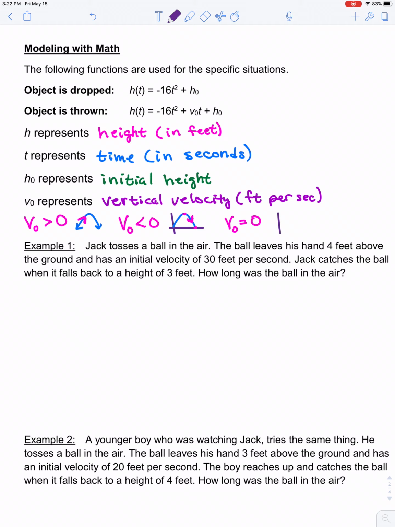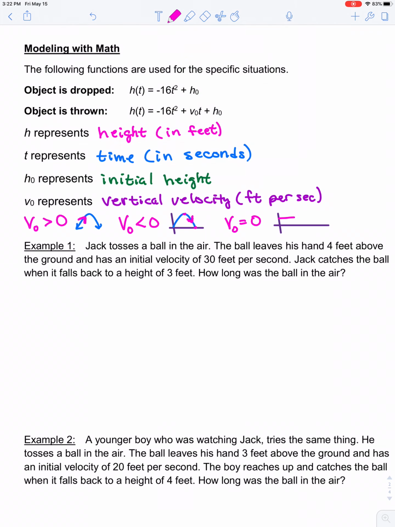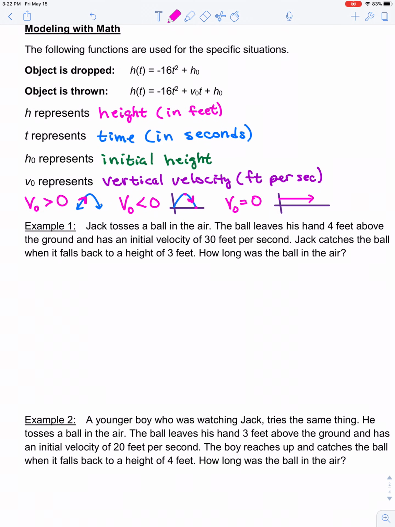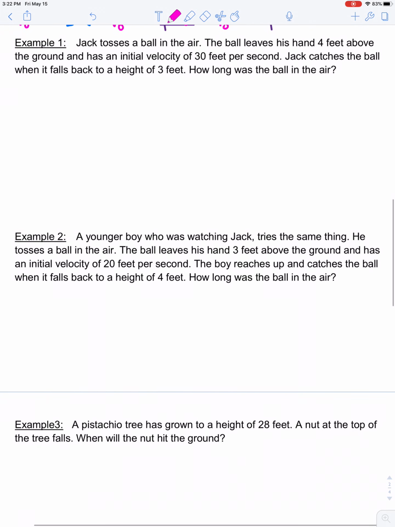Okay, that would look like in archery when you are shooting the arrow straight out before it actually drops. That's when v sub 0 will equal 0. Okay, so let's keep those two equations in mind as we set up our equations, starting with example number 1.